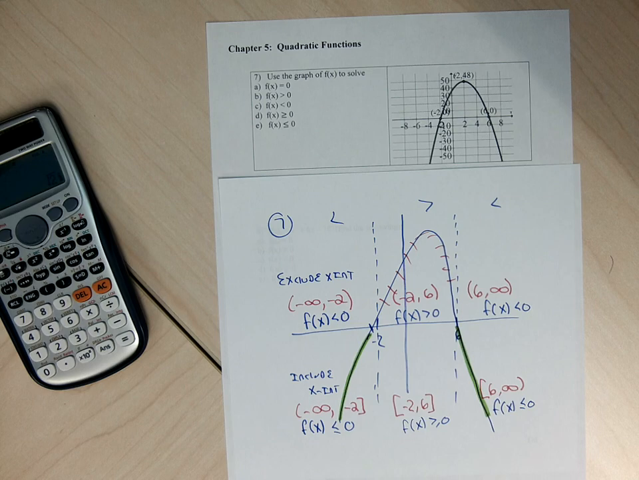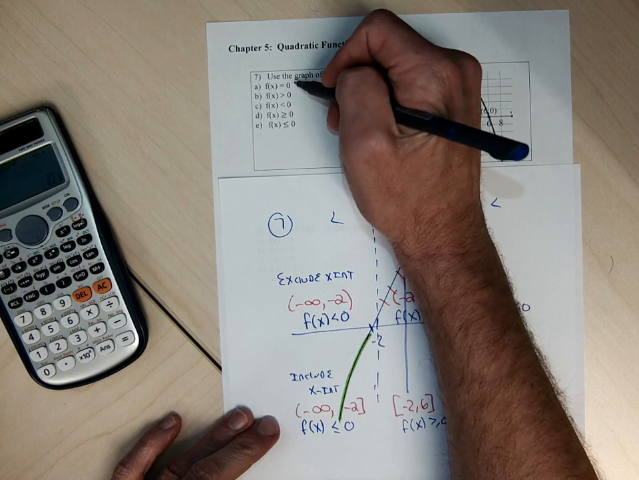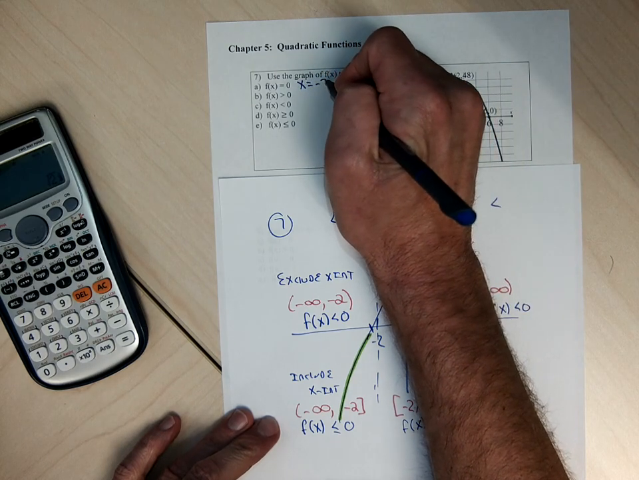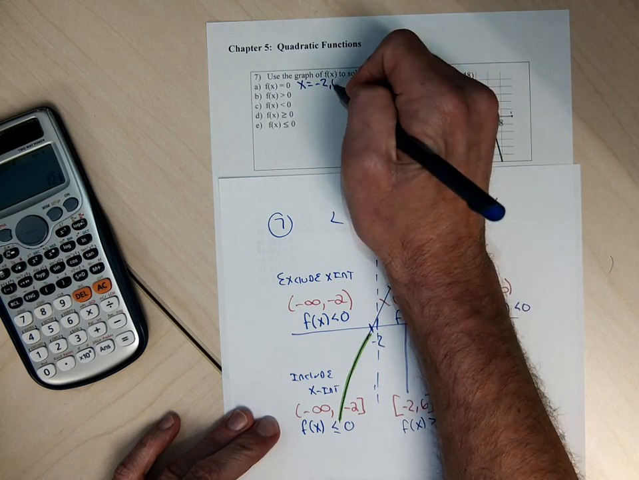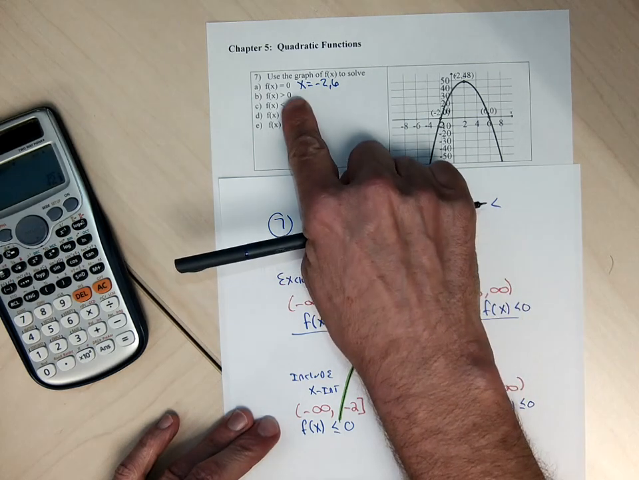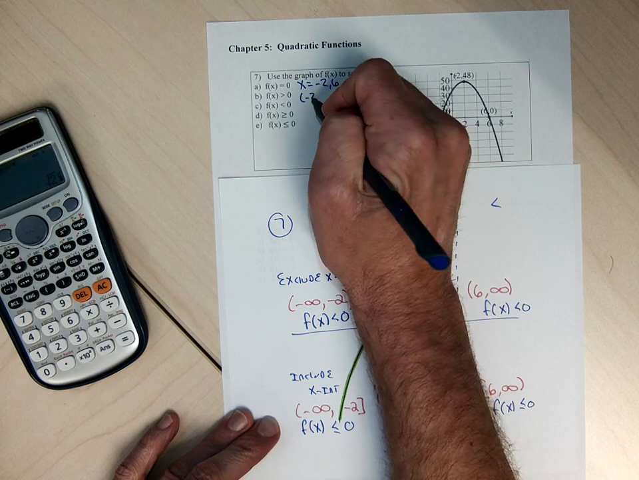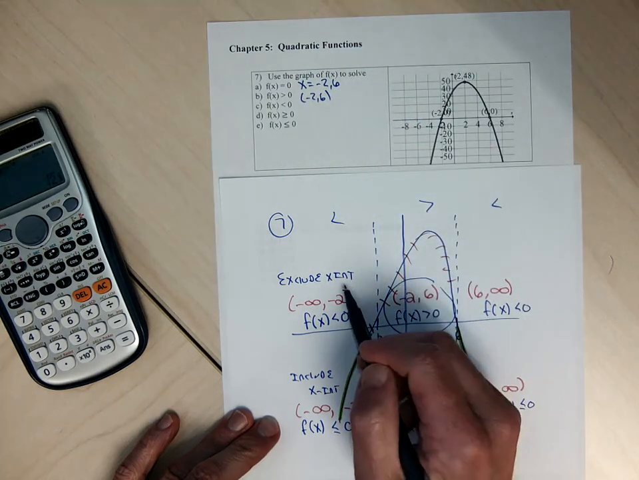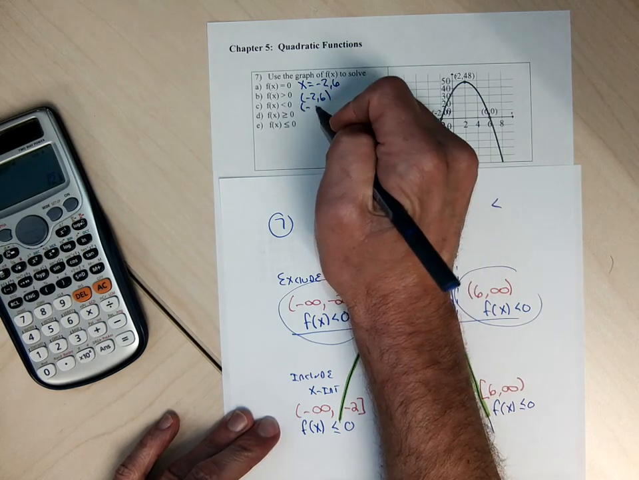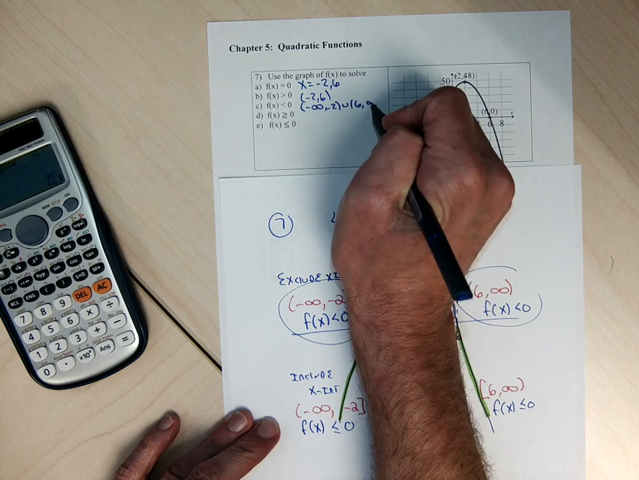Now I can answer all my questions. Part A wants me to find the x's where it equals 0. That's just asking for the x-intercepts without the 0 part. So that's just -2 and 6. Part B wants the greater than 0, which is -2 to 6. Part C wants the less than zeros, which is -infinity to -2 and 6 to infinity.